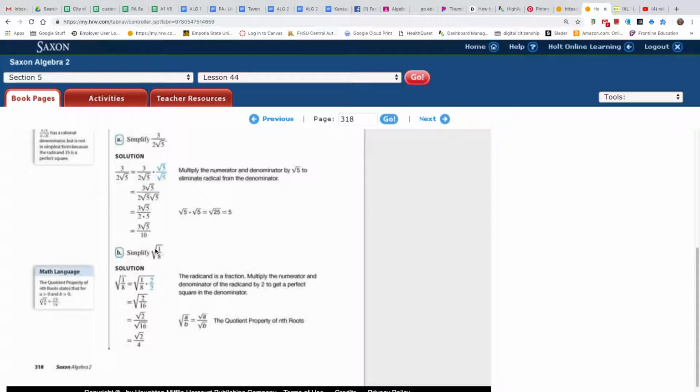But you can actually write that as 2 separate radicals if you would like. Okay? All right? Now, I maybe would do this a little bit differently than they did.